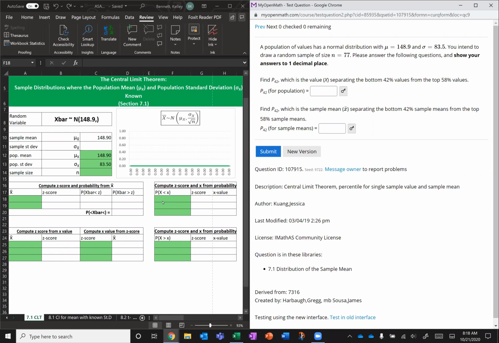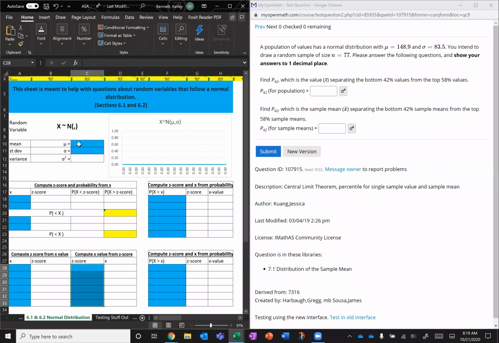So I think actually the trickiest part about this question is determining how these two questions are different because they look exactly the same, part A and part B. Part A is asking for the population. So if we have a population with mu 148.9 and sigma 83.5, the sample size doesn't come into it. We're just looking at mu and sigma. So what you'd want to do there is compute the percentile just normally as you would have in 6.2.